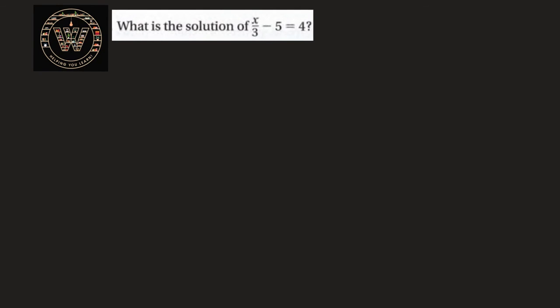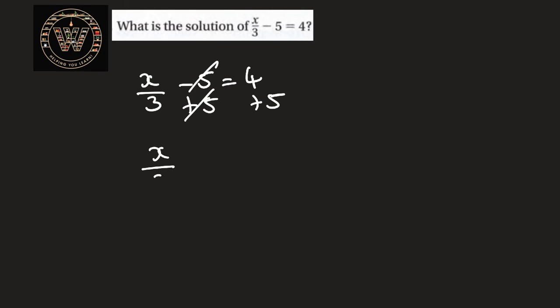Let's try this. What is the solution of x over 3 minus 5 is equal to 4? Be very careful over here. The whole thing is not divided by 3. Only the variable x is divided by 3 and minus 5 is something separate. So what is the first thing you're going to remove? Minus 5. How? By adding 5 on both sides. So minus 5 cancels with plus 5. So x over 3 is equal to 4 plus 5, which is 9.